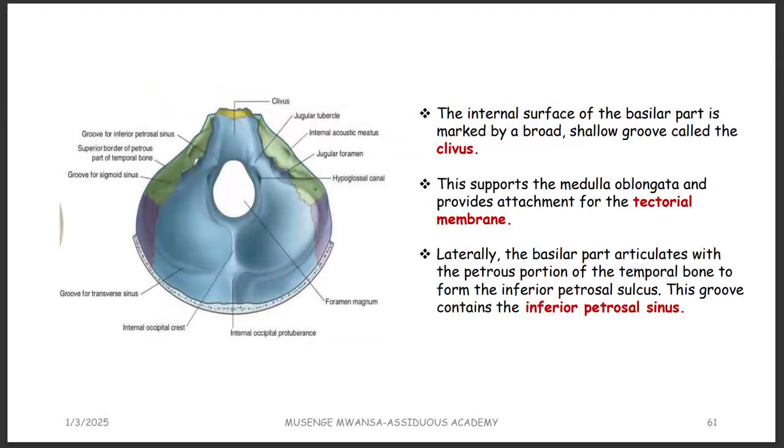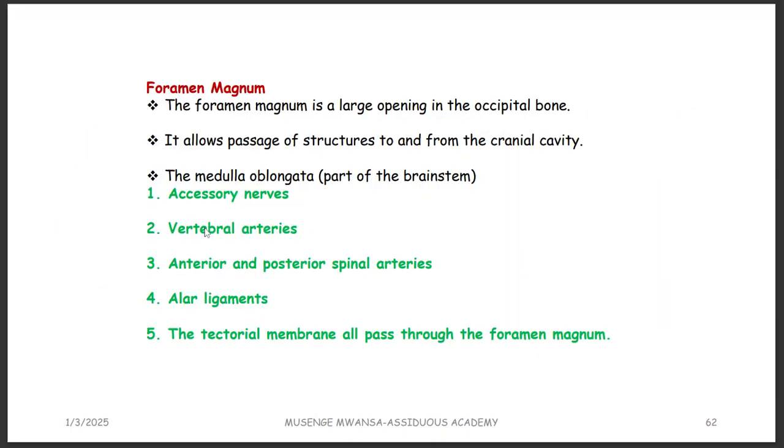The foramen magnum is the biggest opening of the brain and of the skull, and there are a lot of contents that pass there. For example, you have got accessory nerves, vertebral arteries, anterior and posterior spinal arteries, the alar ligament. This ligament is important for the attachment of the bones C1 and C2. The tectorial membrane, the spinal cord, they are all going to pass there.